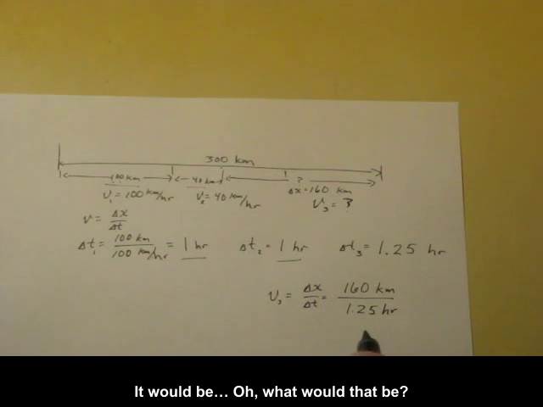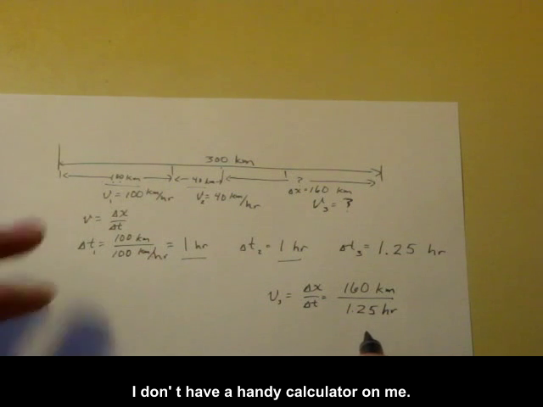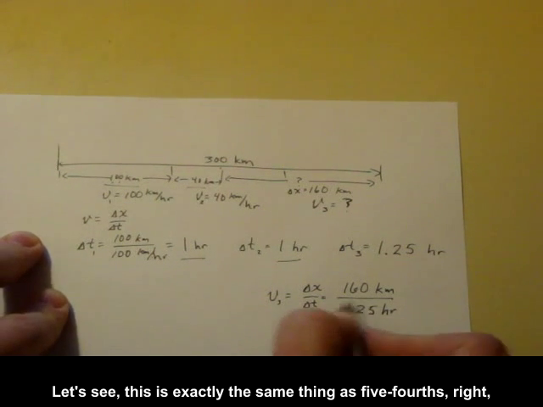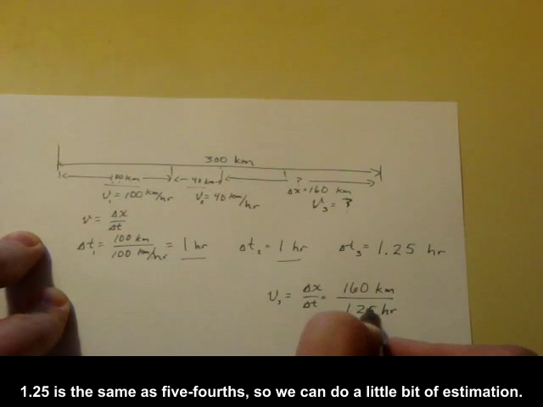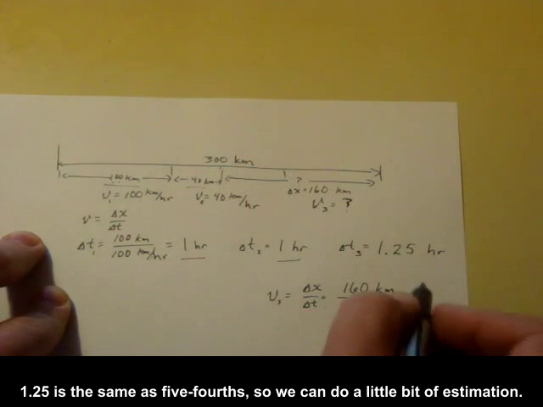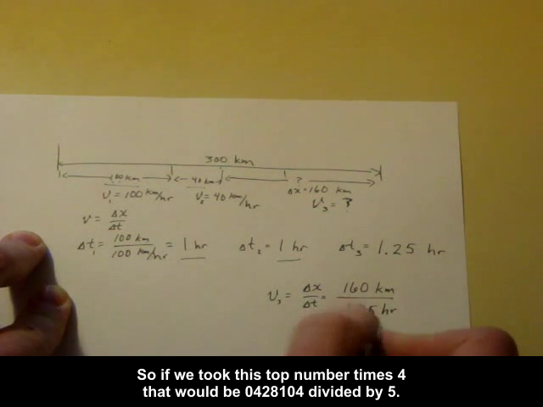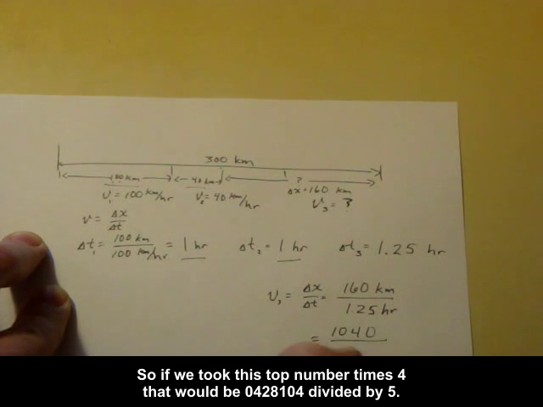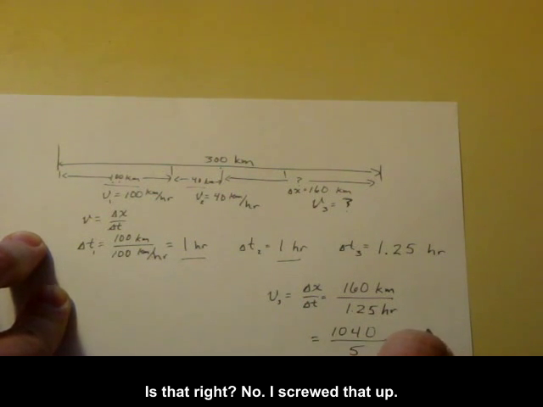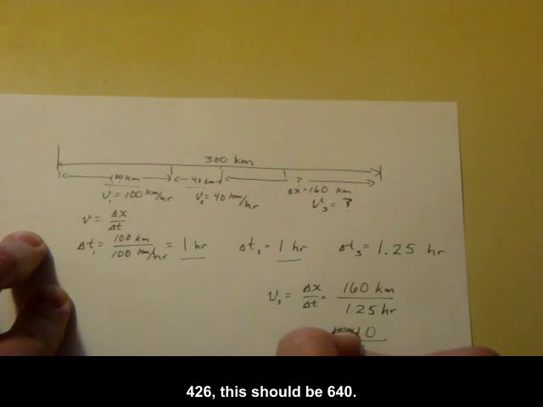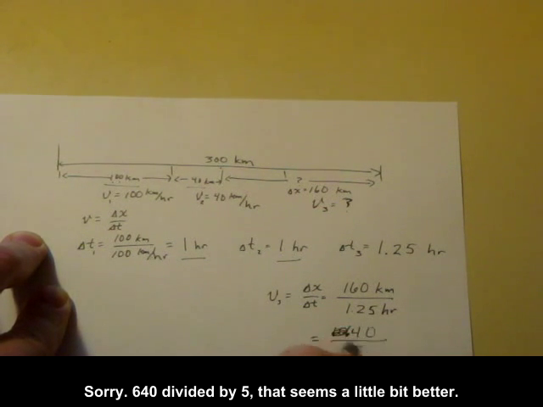It would be, oh, what would that be? I don't have a handy calculator on me. Let's see, this is exactly the same thing as 5/4, right? 1.25 is the same as 5/4, so we can do a little bit of estimation. So if we took this top number times 4, that would be... no, I screwed that up. This should be 640. Sorry. 640 divided by 5.